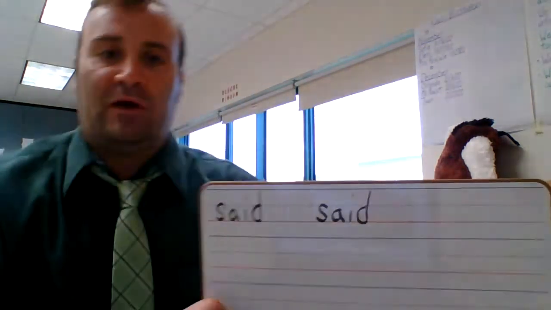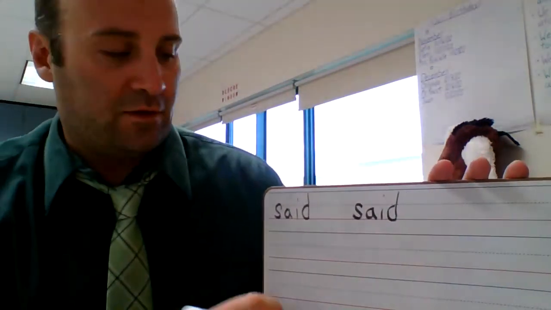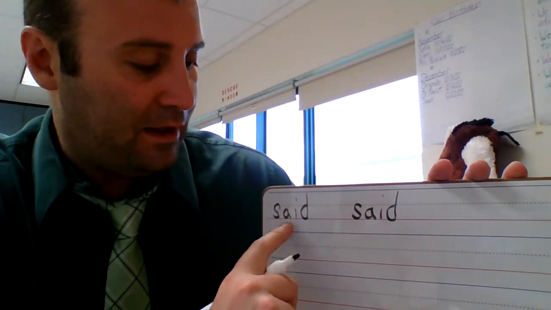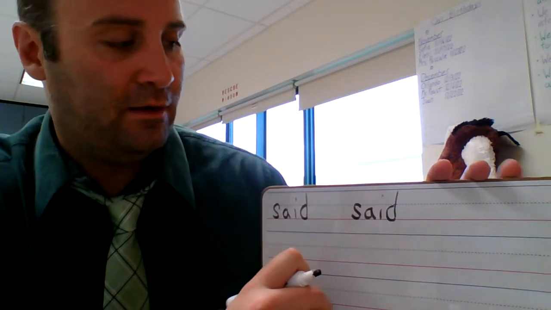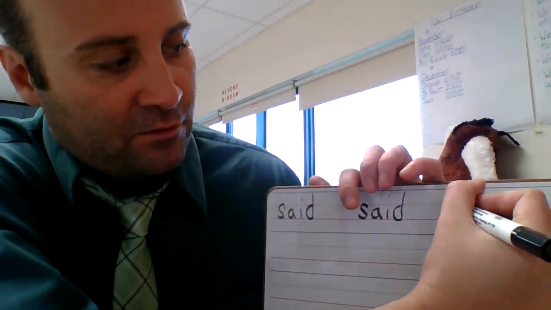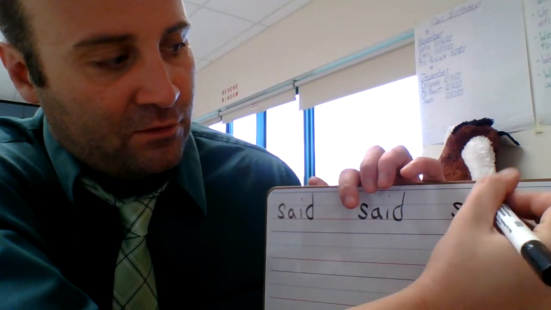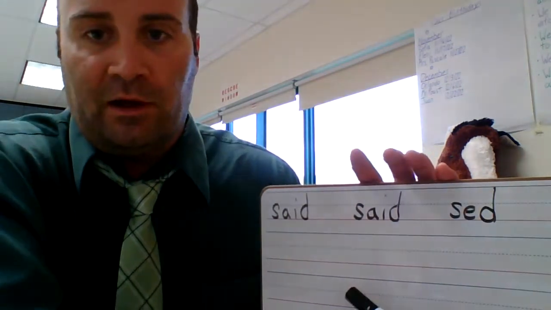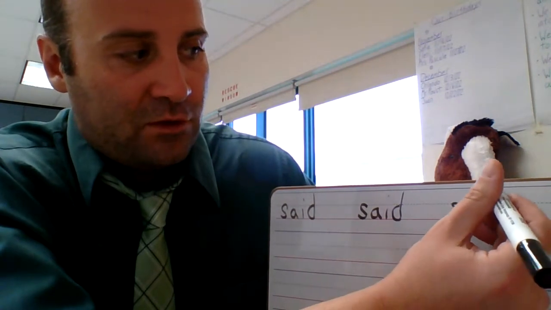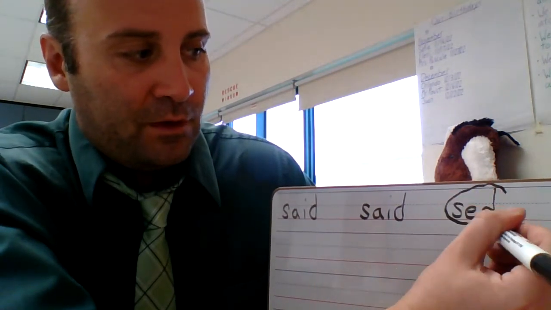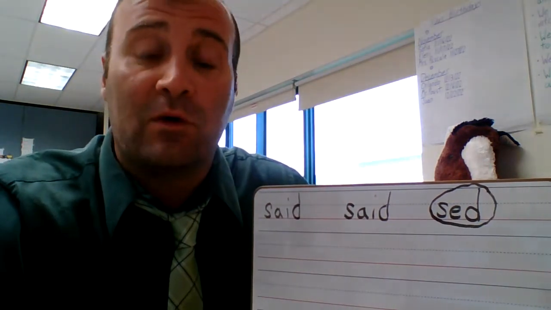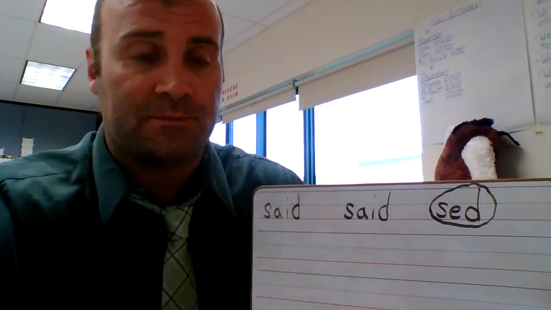Now we're going to do this 3 times. Look, say, cover, write. So I'm going to look at it. I'm going to say it. Said. S-A-I-D. Said. I'm going to cover it up and write from my memory. Said. Now look, do you see how I misspelled it? If you misspell the word, boys and girls, I want you to circle the word. And the reason we're going to do that is because that is a word that we need to practice and focus on because we misspelled it.